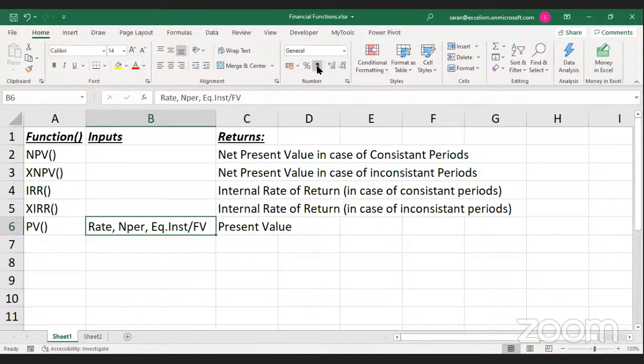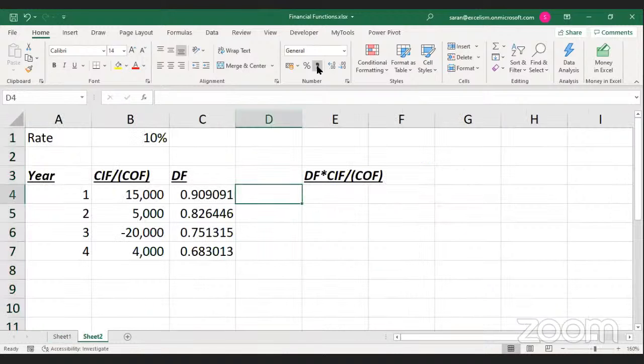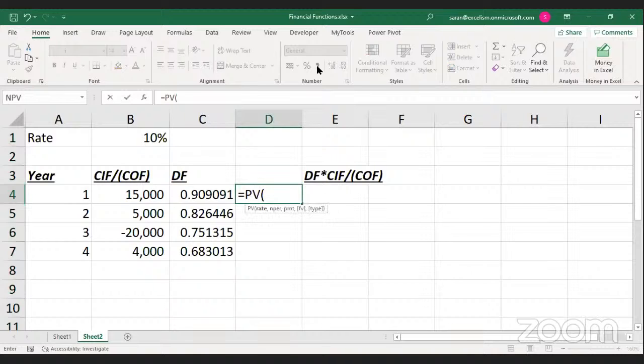No. If I have the future value, how many years for which I need to discount it, and the rate of interest, I'm sure my present value is ready, right? So are you ready to write the function called present value? Of course, PV. What is the rate of interest? It must be 10%, F4, because I want to fix it when I copy and paste, that should not change, comma. Number of periods, because this is one period, because I want to discount it for 1 year, comma.